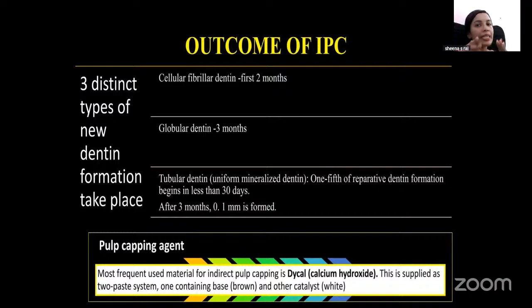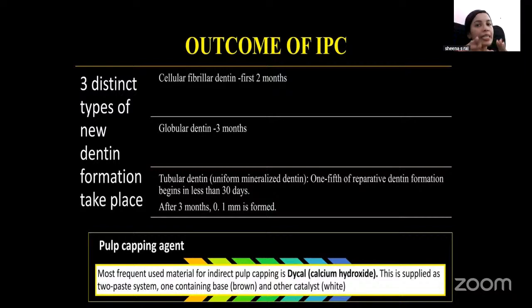After 2 months, approaching the third month, it is globular dentine that is actually formed. And further on, tubular dentine is formed. And after 3 months, 0.1 mm of dentine is actually laid down. So this is very important.